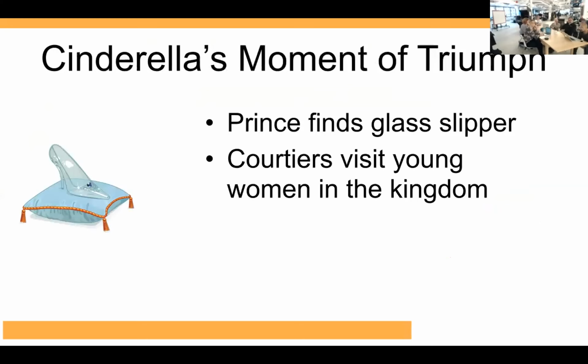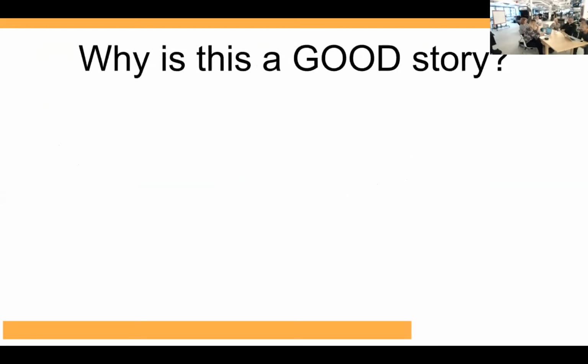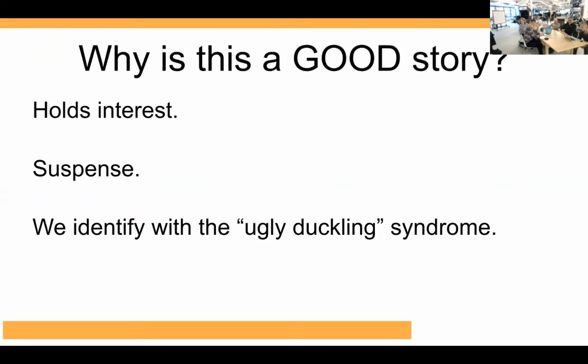You guys all know this. I had to go look it up. It was so long ago. The courtiers visit all the young women, and of course, we did not have manufactured shoes. There was only one person with this size foot, not like a 7.5 medium, and it fit her perfectly. And she and the prince lived happily ever after. So why is this a good story? Well, it holds interest. If you've never heard it before, you might have some suspense. And we identify a lot of times with ugly duckling syndrome, the person who's left by the fire while the cool kids get to go to the ball.